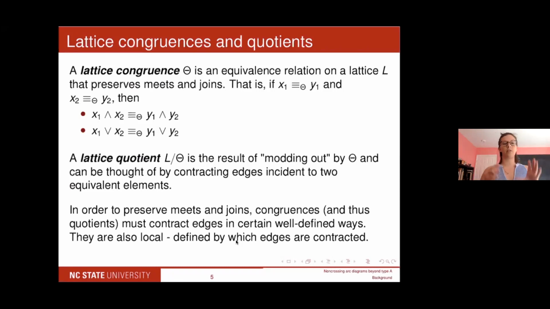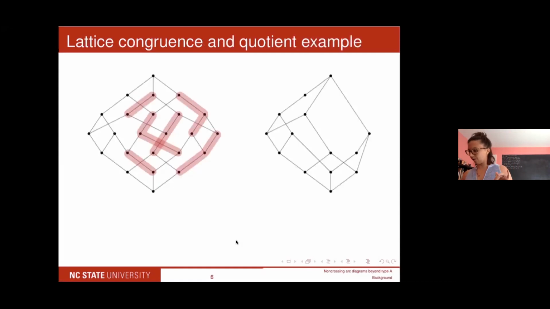And so just a fact, in order to preserve meets and joins, congruences, and so also quotients, have to contract edges in certain well-defined ways that we don't have time for today. But they're also local. So they can really be defined by which edges are contracted. And if you choose certain special edges, you can say, oh, these 2 edges give us the whole congruence we're looking for. So a little example, maybe not so small: on the figure on the left, we have an underlying lattice. And then we've also got some pink highlighted edges in that lattice. These are the edges that identify 2 congruent elements.